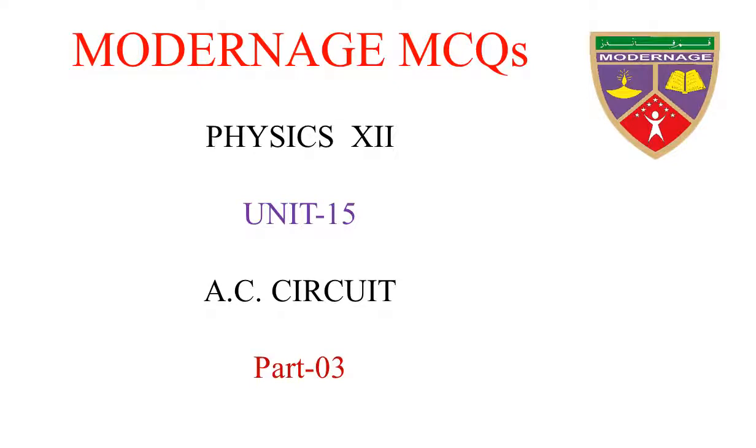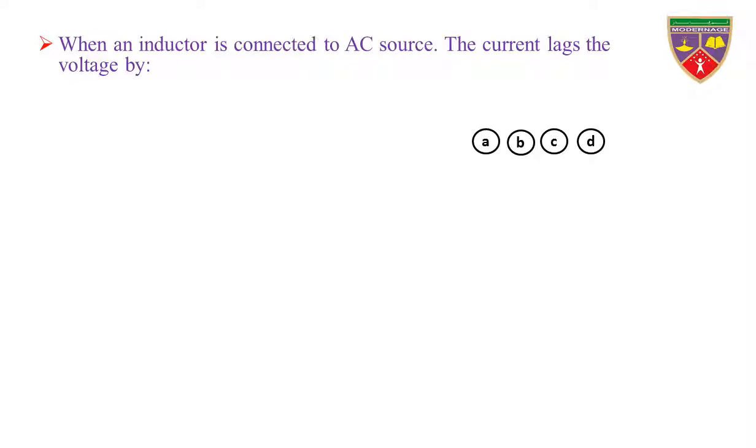Modernage MCQs Physics second year, unit number 15, AC circuit, part 3. When an inductor is connected to AC source, the current lags the voltage by: option A 120 degree, option B 90 degree, option C 60 degree, option D 30 degree. The key is 90 degree. Therefore, the correct option is B.